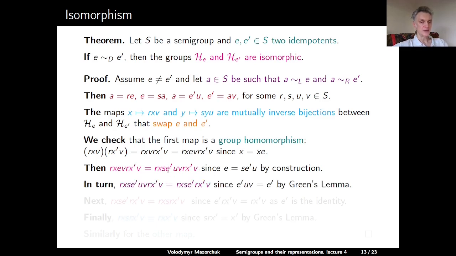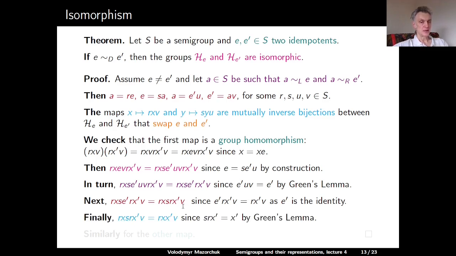Now we know that here we have E prime times UV. That's equal to E prime. So our product becomes RXS E prime R X prime V. Next, we observe that E prime is the identity in HE prime, and RX prime V belongs to HE prime. So this means that we can just delete the E prime here to get RXS R X prime V. And now we know that SRX prime is equal to X prime by Green's lemma.